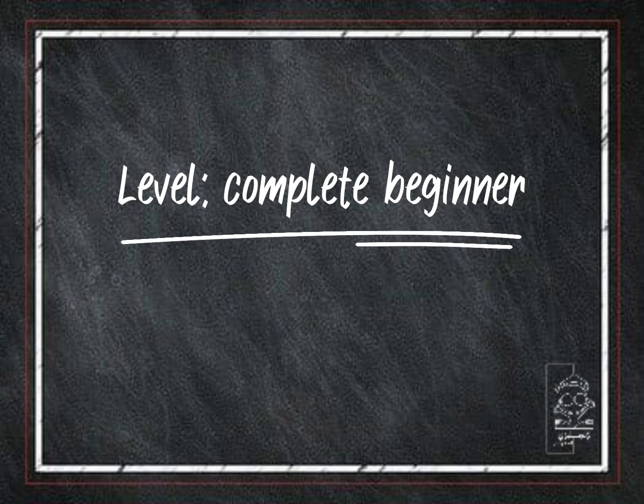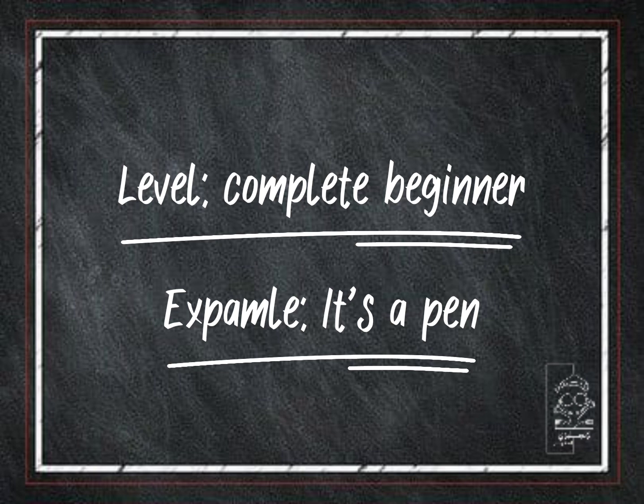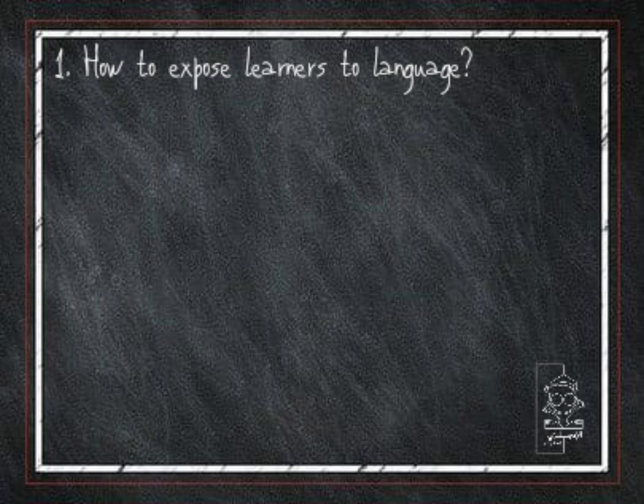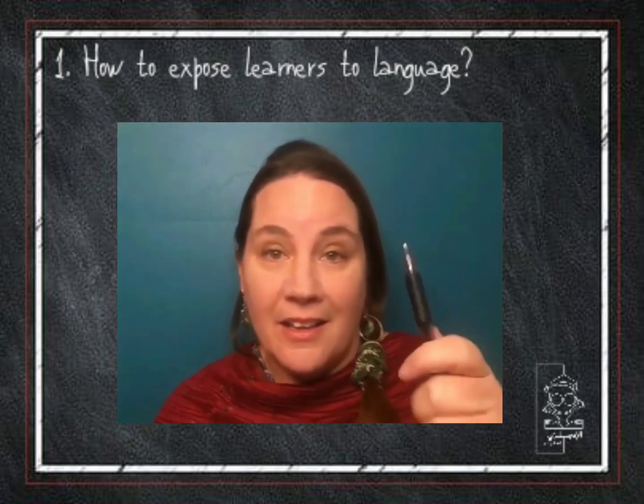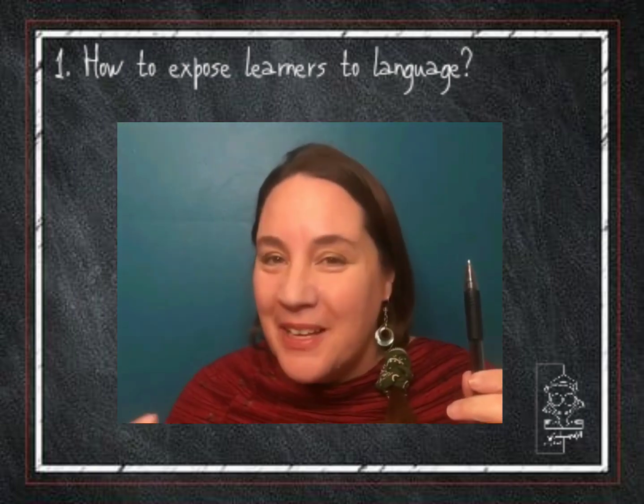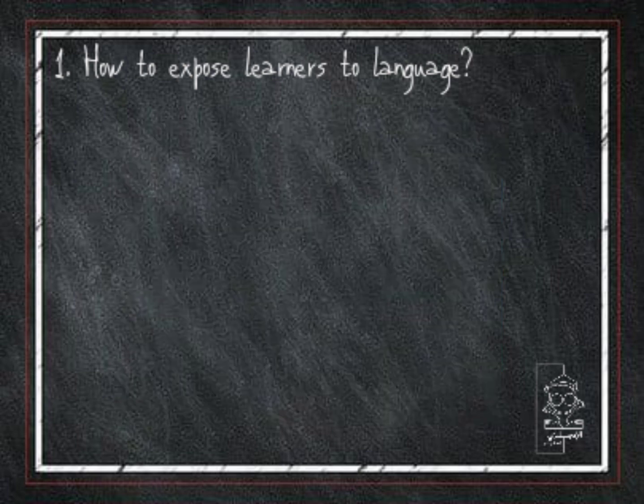For complete beginners, as the case of third year primary school, we'll use the example of "It's a pen" to answer the above mentioned questions. How to expose learners to language? You hold a pen, point to it and say, "Pen, look, pen, pen," as many times as you think it's necessary. Here your learners have had the chance to hear the word.